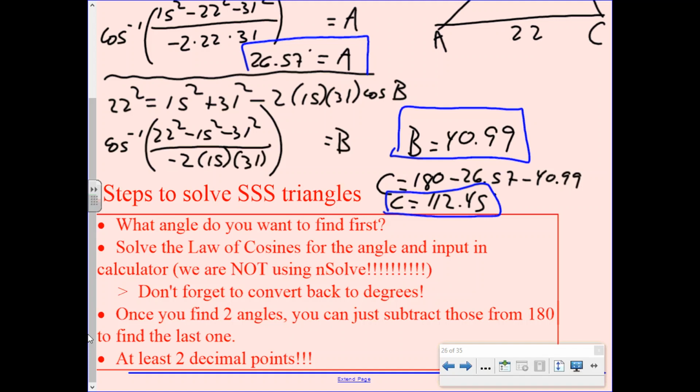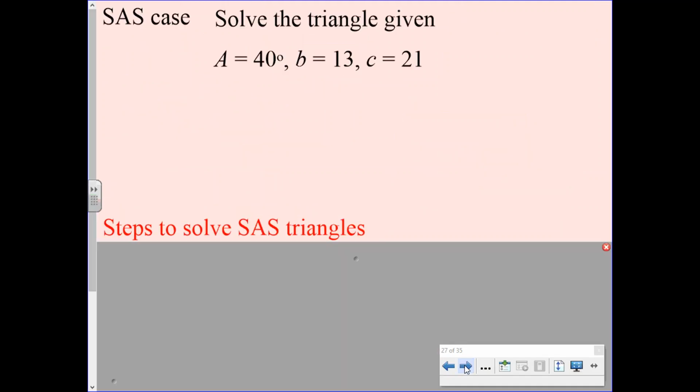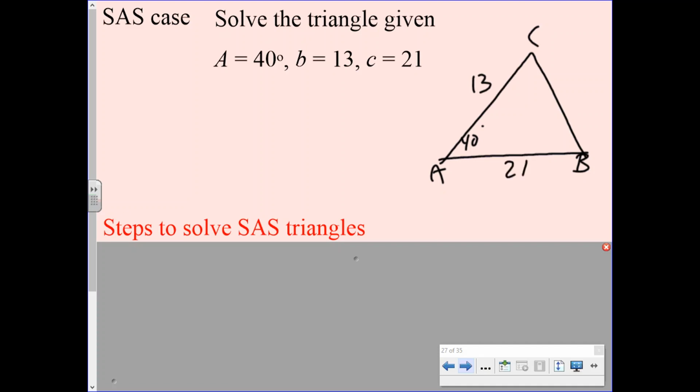Okay. Let's take a look at one more example on the SAS case. So this is an SAS case. Again, 2 sides and the included angle. If you draw this triangle, just a rough sketch of this thing, angle A is 40 degrees, side B is 13, and side C is 21. And you see that that is the included angle between those 2 sides.